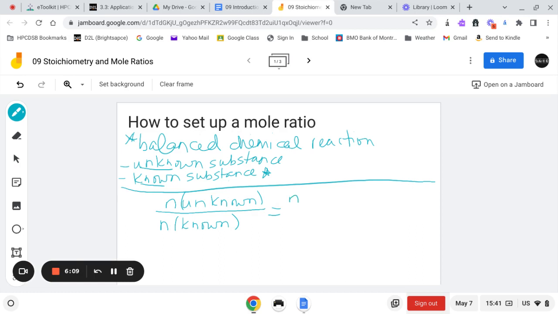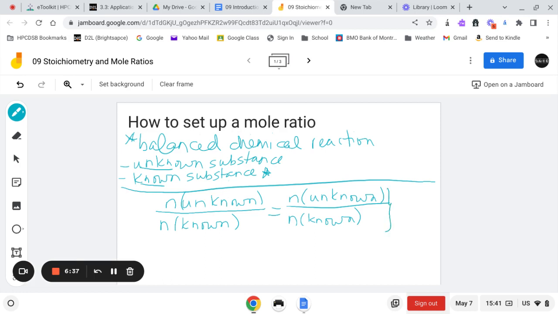So we would have moles of our unknown in the numerator, and we compare that to the moles of our known in the denominator. Now, when you look at that, you say, okay, it's the same thing. Why are we setting up the same thing on both sides of that equal sign? It is the same in terms of you're using the known and the unknown value. You're also using mole values, but the mole values that you use are different.